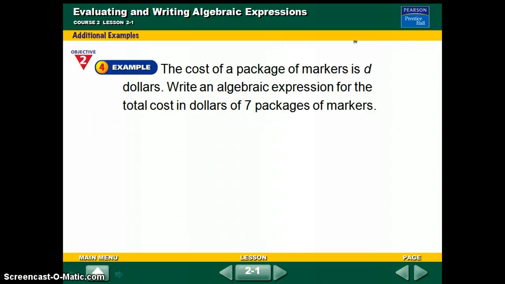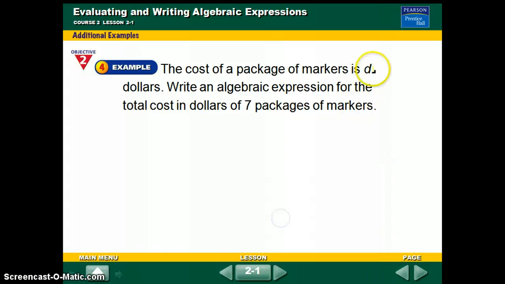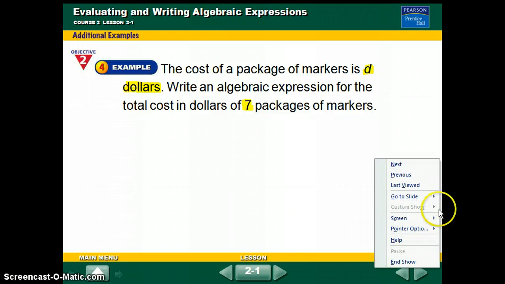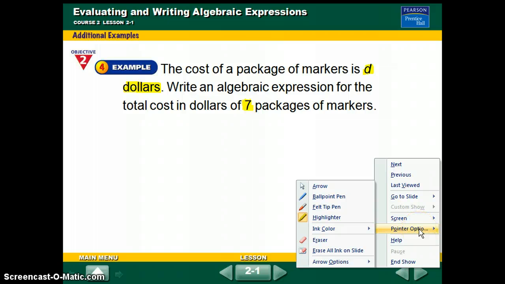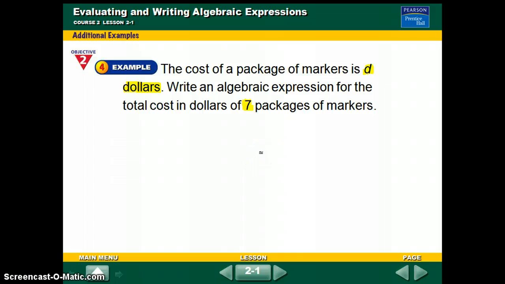Okay, last example. It says example 4, the cost of a package of markers is $D. Now, here's a good thing I can do: I have a highlighter. So as soon as I see that it's $D, I'm going to highlight that because that seems important. And I notice another number down here, even before I'm done reading, 7. So write an algebraic expression for the total cost in dollars of 7 packages. So in other words, we've got this pack of markers. We don't know how much it is. Maybe $4, $5, I don't know. But what we do know is that we're going to need to write an algebraic expression. So it has to have some numbers, some letters: the total cost of 7 packages.